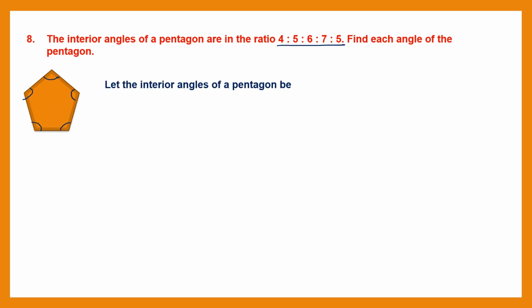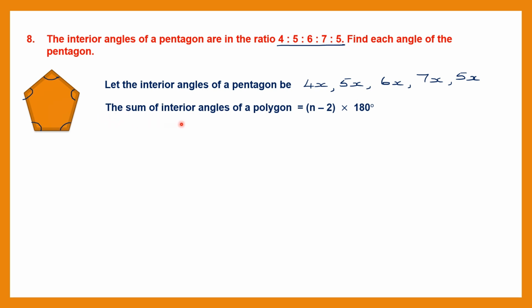So we are going to consider the interior angles to be, according to the ratio, 4x. Let this be the first angle. 5x is the second one. 6x, 7x and 5x again. So we have taken all this from the ratio. So let the interior angles of this pentagon be all these. So now we are going to use this property, that is the sum of interior angles of a polygon is equal to n minus 2 into 180. Use this formula to find the sum of all these angles.